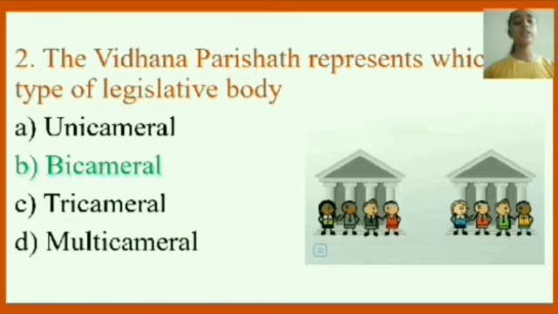The Vidhana Parishad represents which type of legislative body? And the options are: option A, unicameral. Option B, bicameral. Option C, tricameral. Option D, multicameral. And the correct option is option B, bicameral.